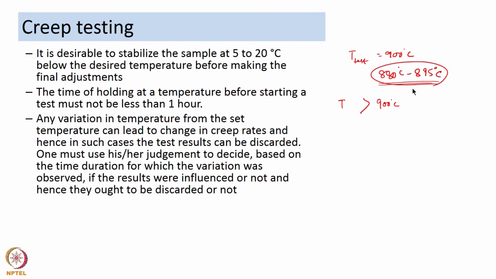And here the operator or the person carrying out the test or the person interested in the data should use his or her judgment to decide based on the time duration for which the variation was observed. So, if there is a variation in your test temperature, then you will have to use your judgment on deciding whether the data should be used or discarded, and of course, your judgment is based on the time duration for which the variation was observed.